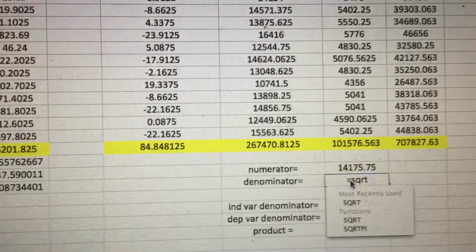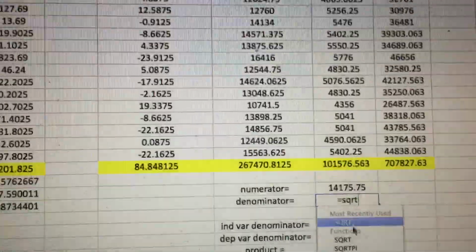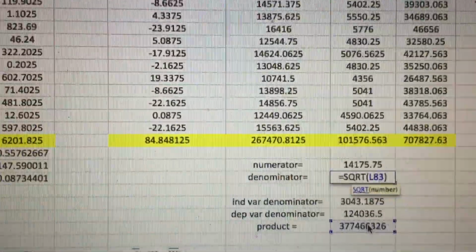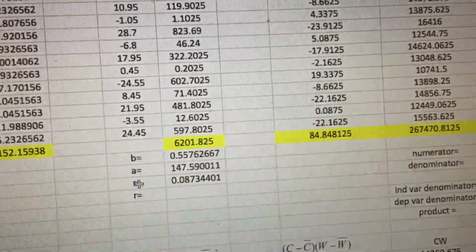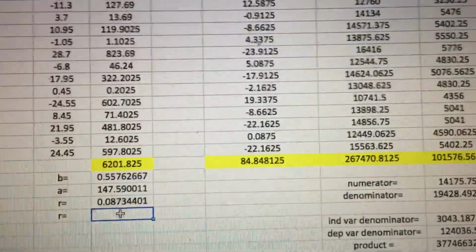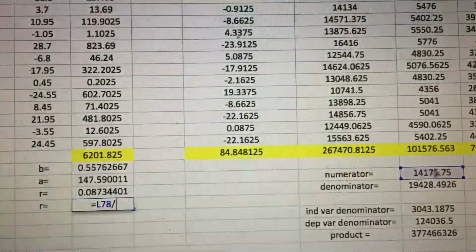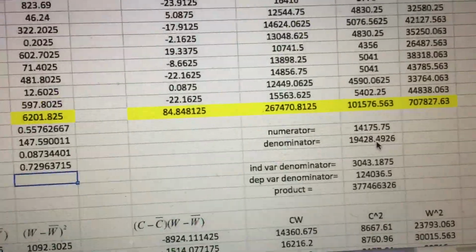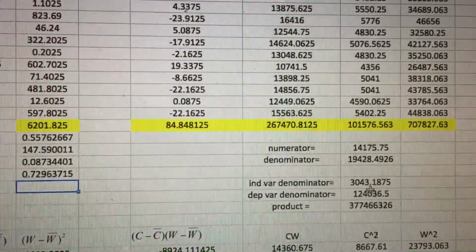So I'm going to type in square root of this number here. What's the square root of that? And then I'm going to come over here for my R. The last thing would be to say, hey, take my numerator and divide it by my denominator. Oh my goodness, I got something that didn't work out right.